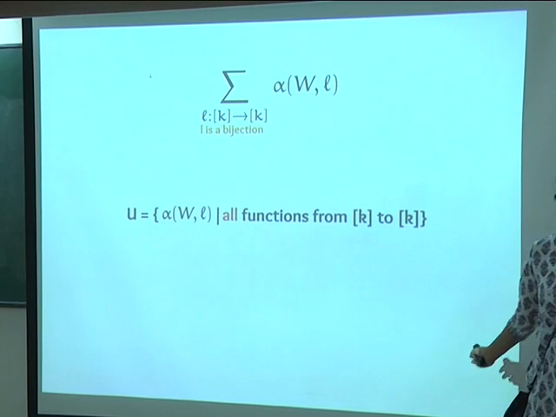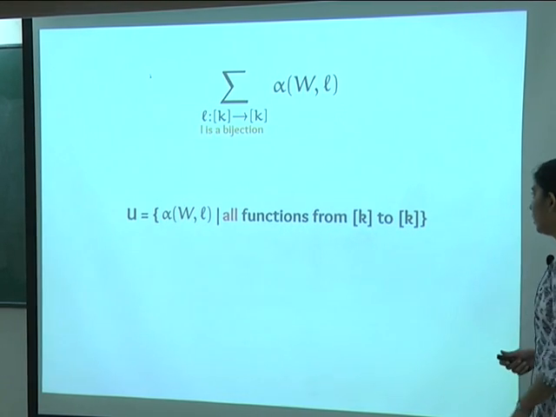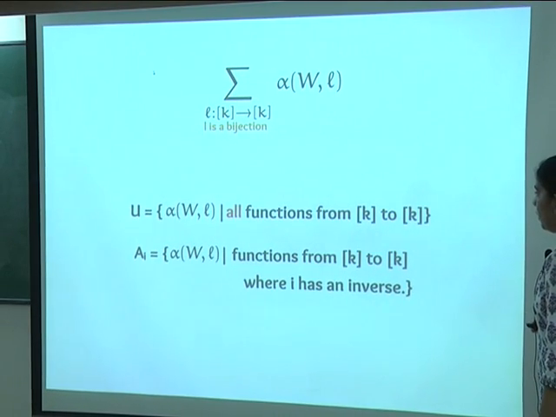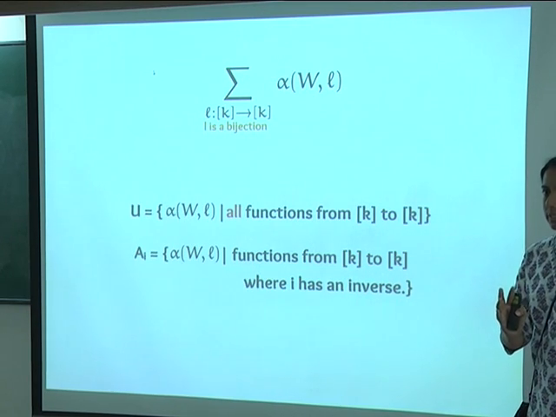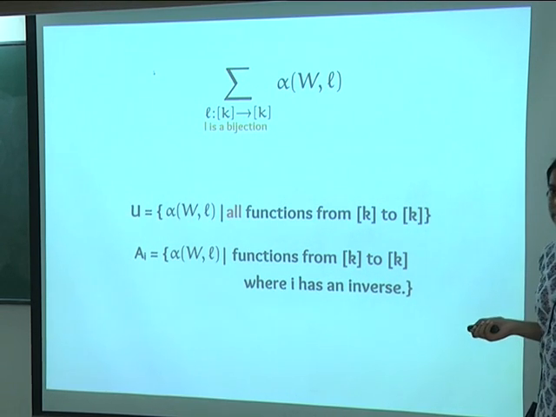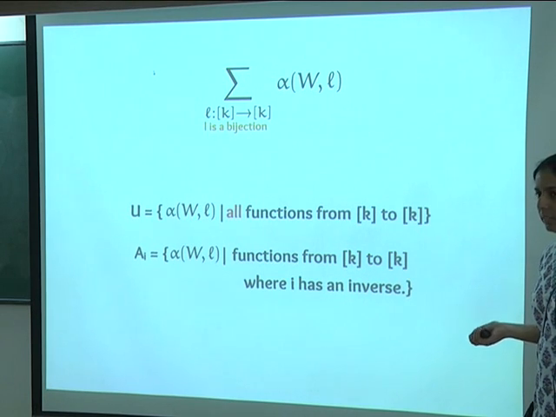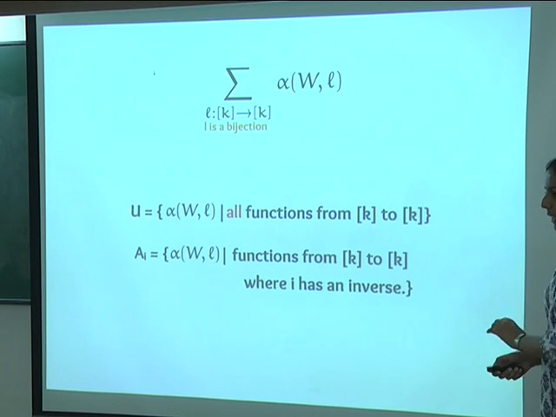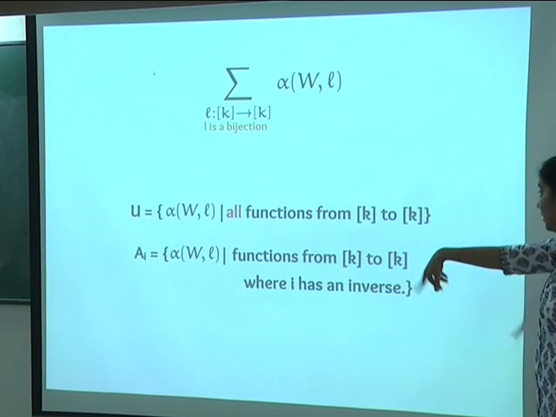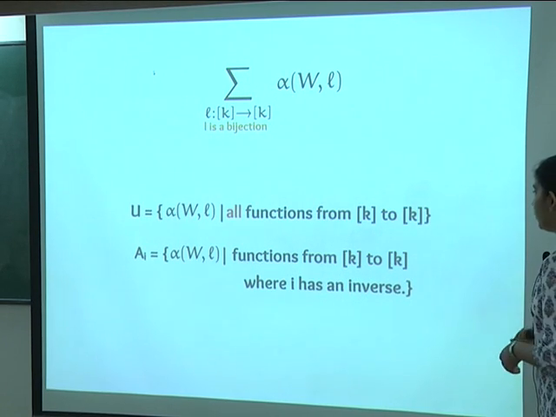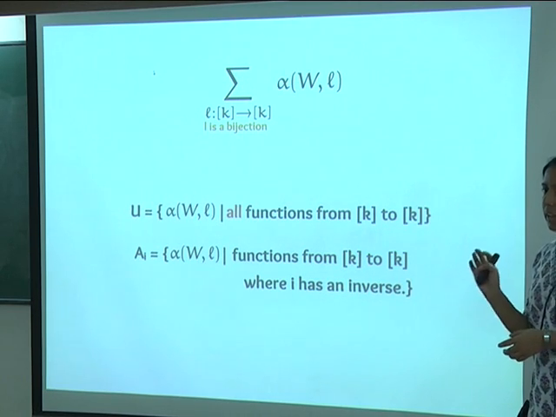This is like all possible functions from k to k. Now let's define our sets: let's say A_i is all those functions where i has an inverse. So i is a fixed element from 1 to k. For all i in 1 to k, you define the set A_i as just focusing on those functions where i gets an inverse.